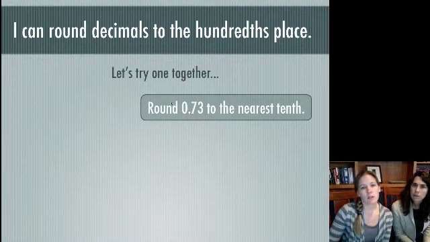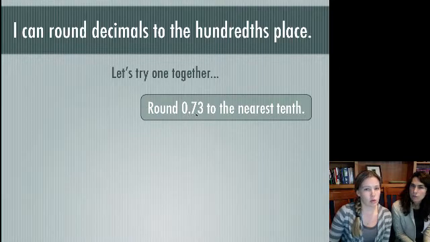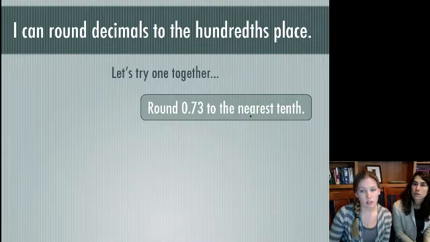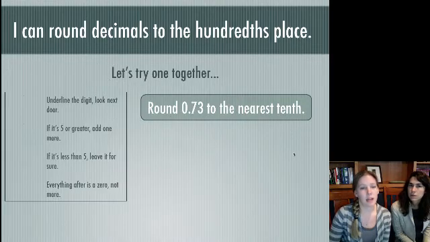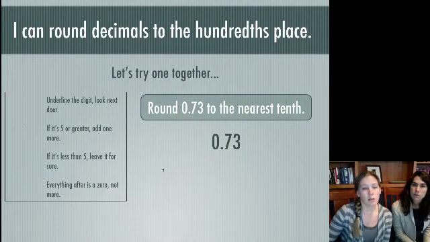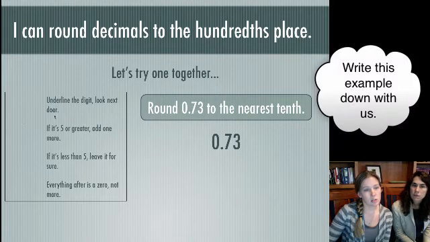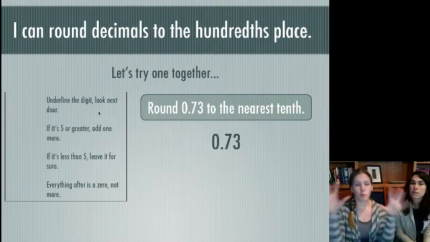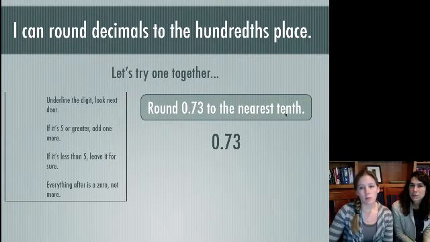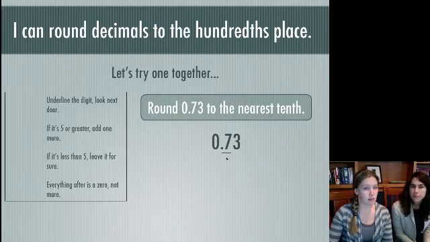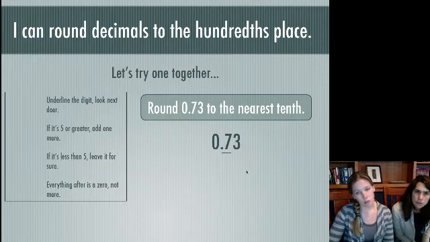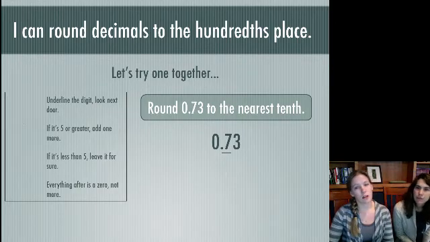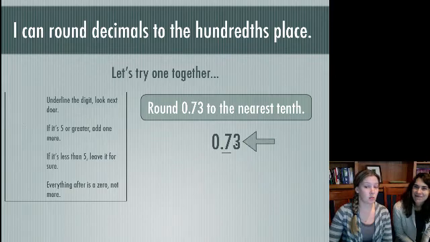So if you were given the number 0.73 or 73 hundredths, and you need to round it to the nearest tenth, we're going to follow the steps again from that poem. The first step, underline the digit, look next door. Which one would you be concerned about? If we're rounding to the nearest tenth, we would underline the digit in the tenths place. Then it says look next door. So we're looking to the door to the right. I would be looking at this 3.